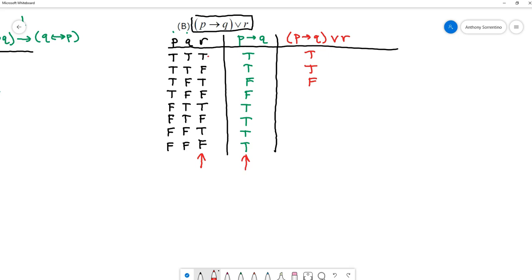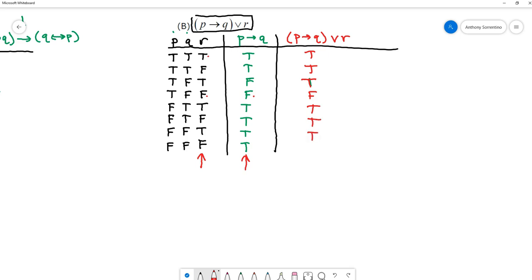Take that back. I was looking at the wrong thing. R is true and if P then Q is false. That still makes this a true statement. Here, they're both false. R is false. If P then Q is false, so this is a false statement. And for the rest of them, I see one or two true statements, so the rest are true.